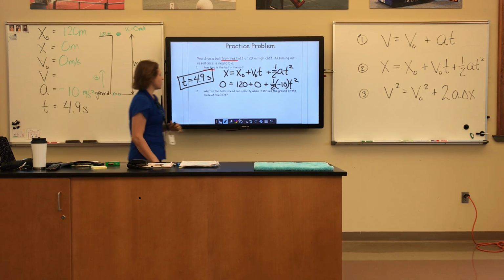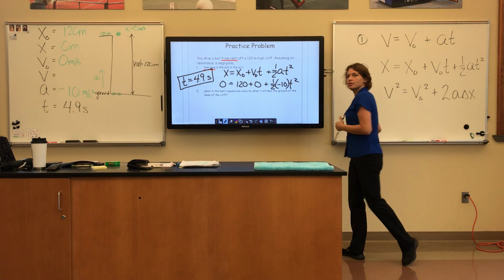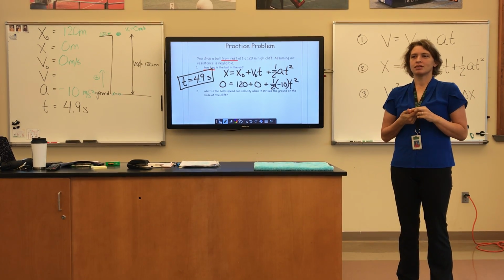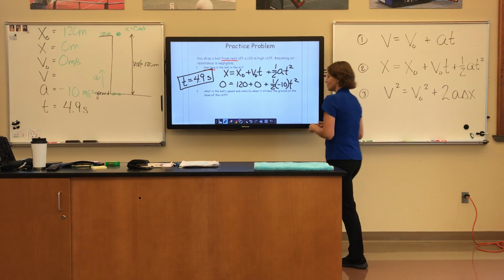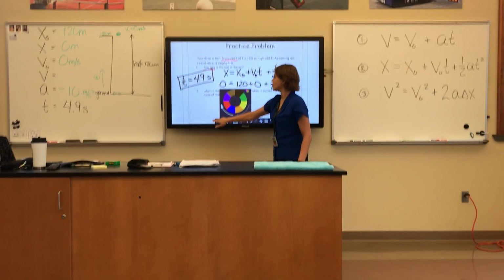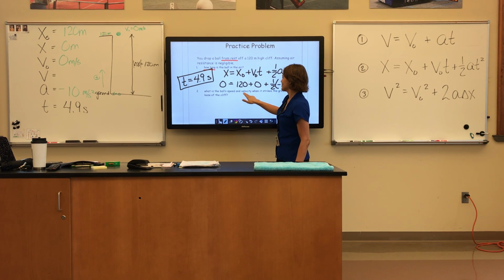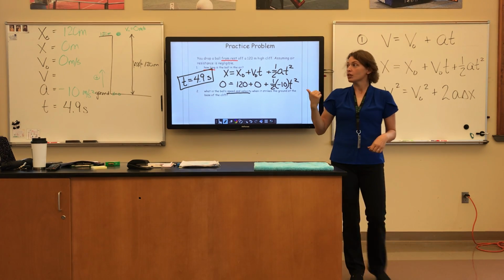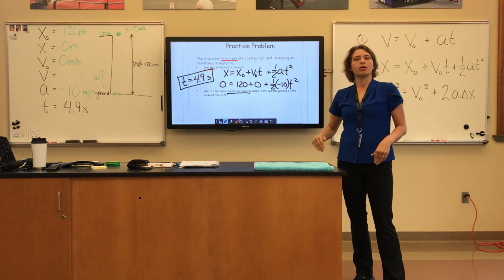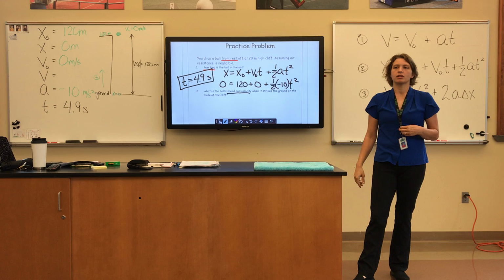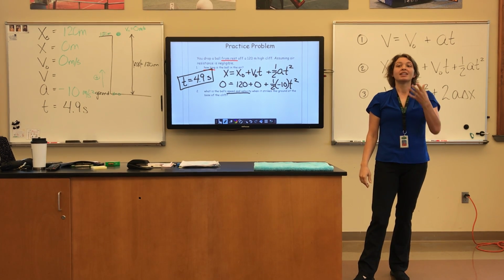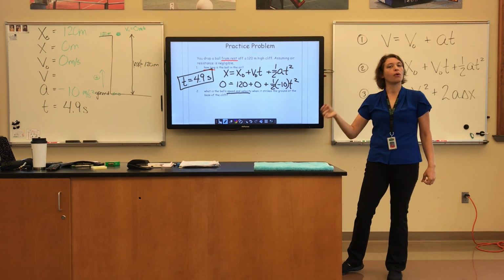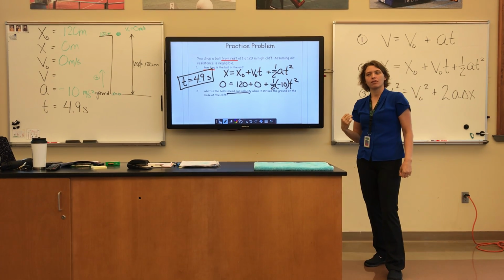What is the ball's speed and velocity when it strikes the ground at the base of the cliff? What's the difference between speed and velocity? Velocity is our displacement per unit time. In this case, we're going from 120 to 0. Is our displacement positive or negative? Negative, because displacement is always final position minus initial position. So 0 minus 120 gives us negative 120.